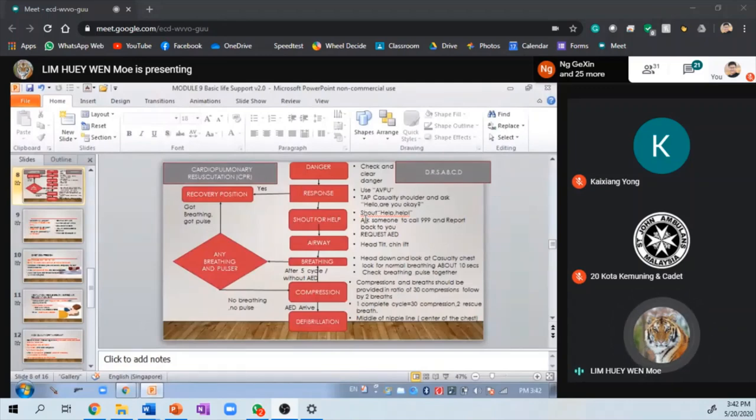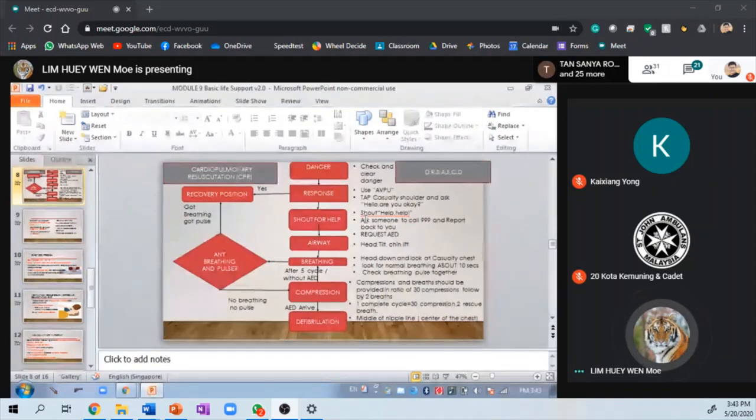So after you check the airway, you proceed to breathing. So you check the breathing and pulse. You must show the examiner how to do it, where the position of the fingers is, face or ear, and where to look. So what is the purpose of putting your face above the casualty's nose and mouth?